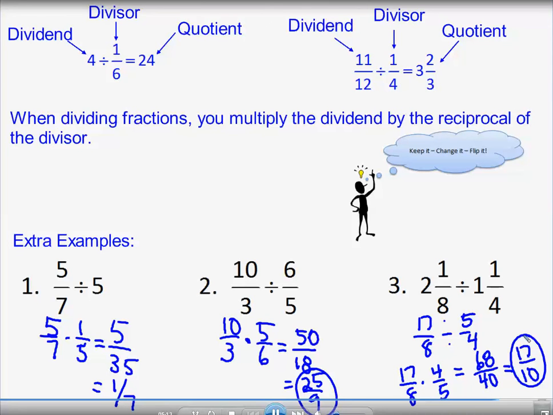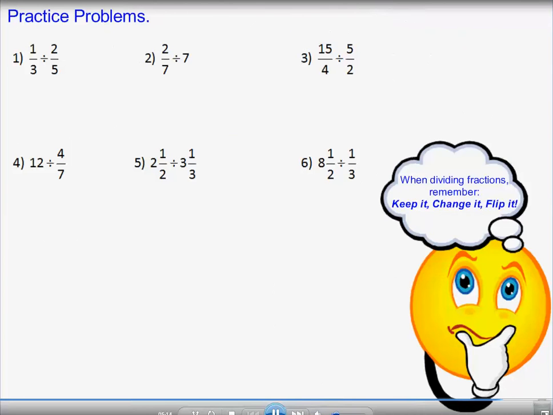So when you want to divide fractions, you just want to remember: keep it, change it, flip it. I think you're ready to try a few practice problems on your own. When you're ready, go ahead and pause the video so that you can practice these 6 problems. When you finish them, you can go ahead and resume watching the video so that you can check your answers. Good luck.